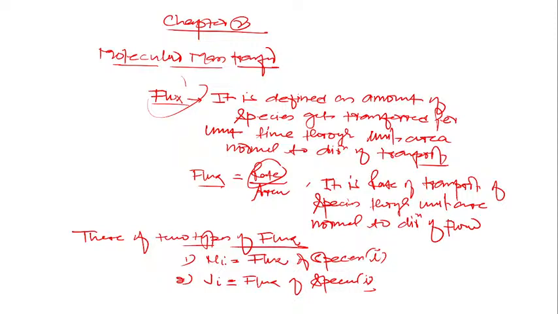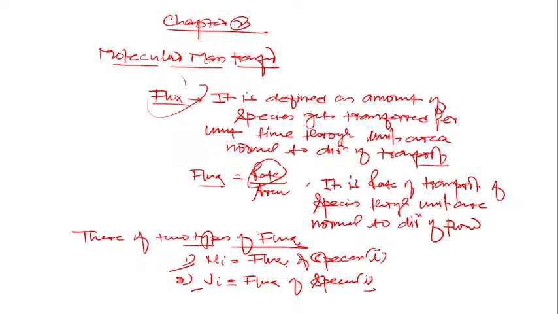So I stands for any species I. The two types of flux we have seen here define the rate of transport of species. One is Ni, the other is Gi, N and J. So Ni is the flux of species I with respect to a stationary observer or fixed location in space. And Gi is the flux of species I with respect to an observer which is moving with the average velocity.